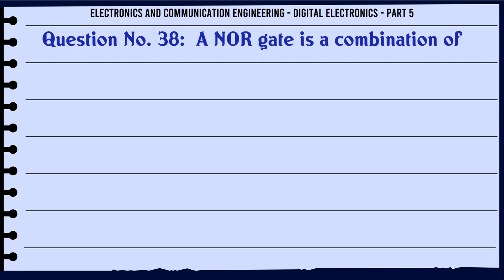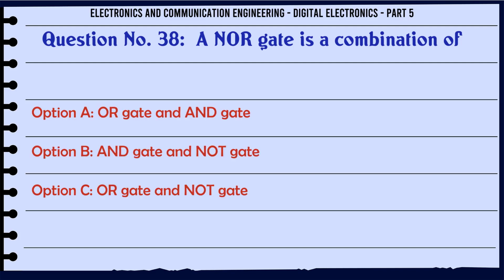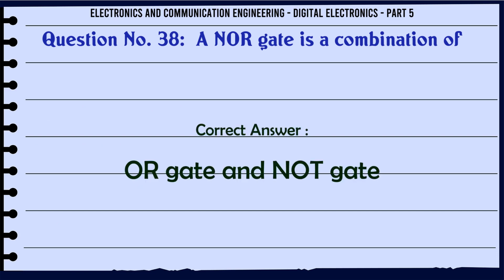A NOR gate is a combination of A. OR gate and AND gate, B. AND gate and NOT gate, C. OR gate and NOT gate, D. 2 NOT gates. The correct answer is OR gate and NOT gate.